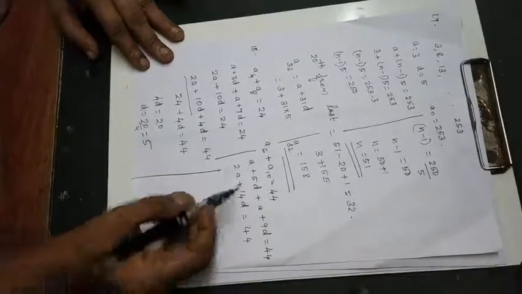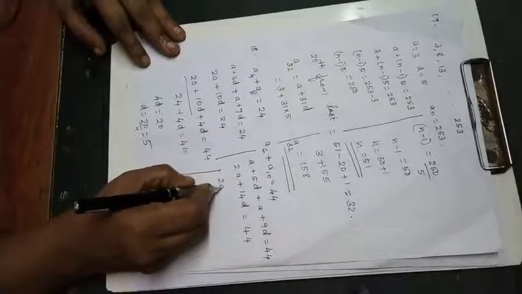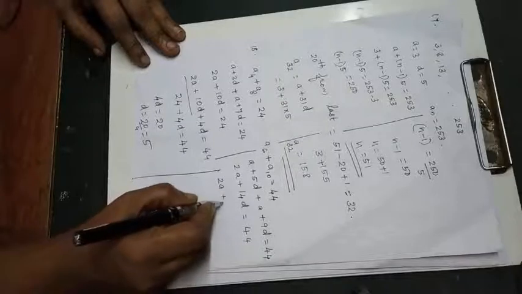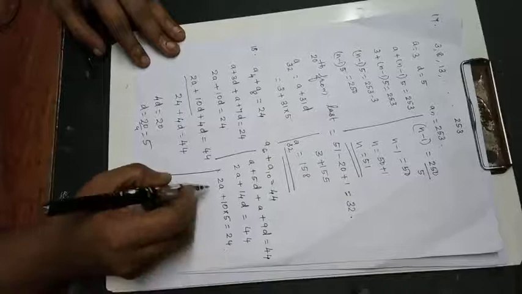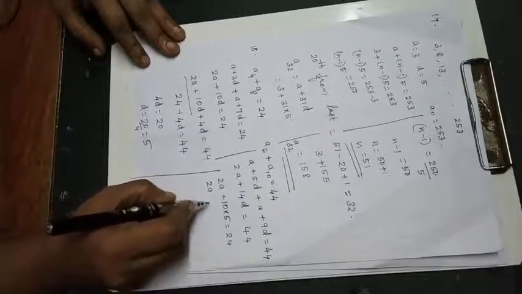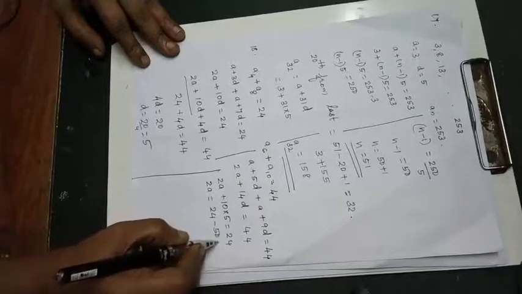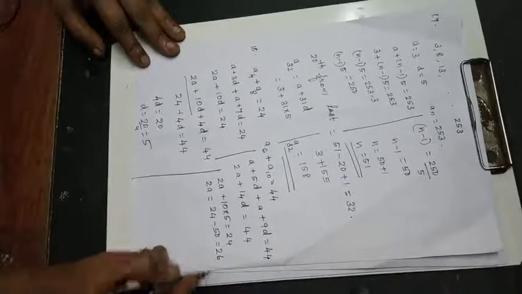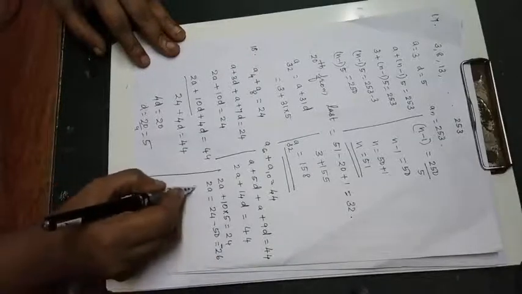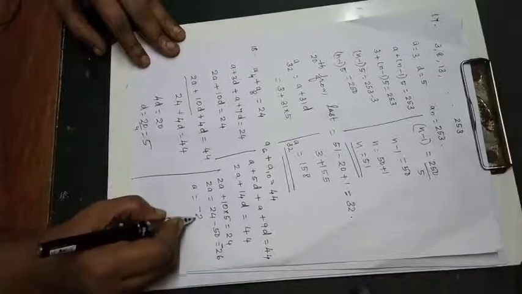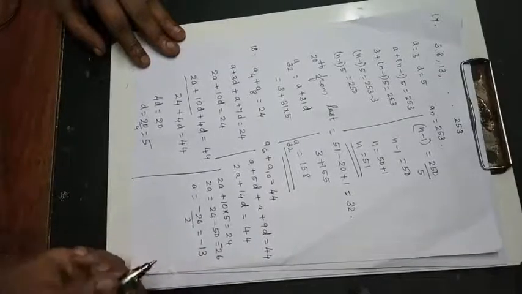Now put it in this equation, any of the equations. So 2A plus 10 into 5, that is equal to 24. 2A is equal to 24 minus 50, so it will be negative 26. A is equal to 26 divided by 2, that is negative 13.